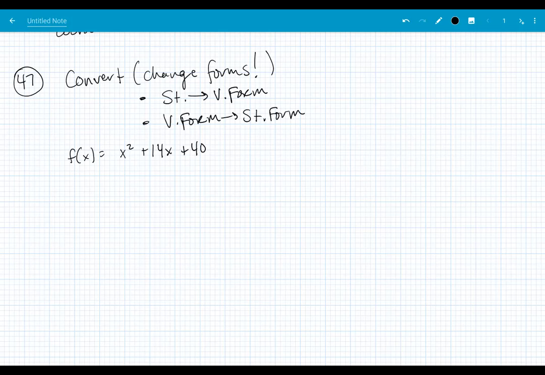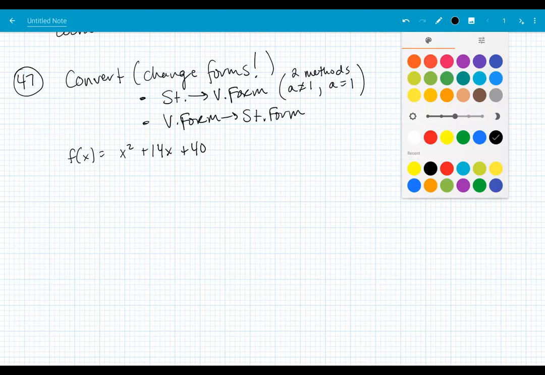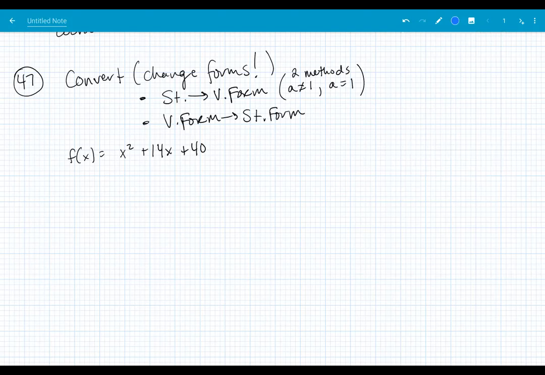But keep in mind, when I'm going from standard form to vertex form, there's two methods. Like I mentioned earlier, one method is when a is not equal to 1, which is what the first two examples today talked about. And one is when a is equal to 1, like in this case. The way that we get that done changes. In this case, the a value is an understood 1. When the a value is equal to 1, what we have to do is a method called completing the square, which is going to involve factoring.